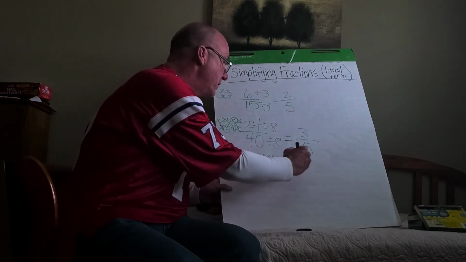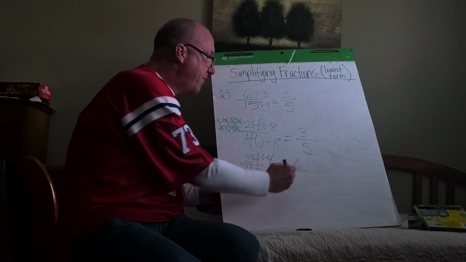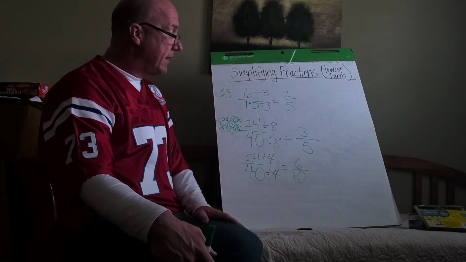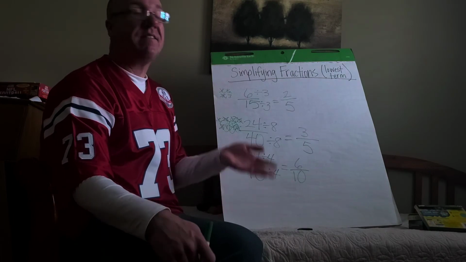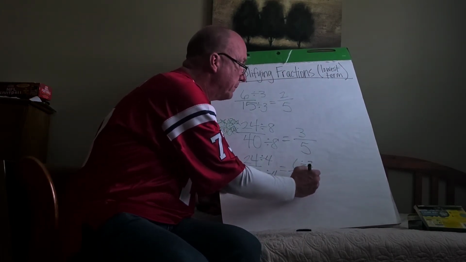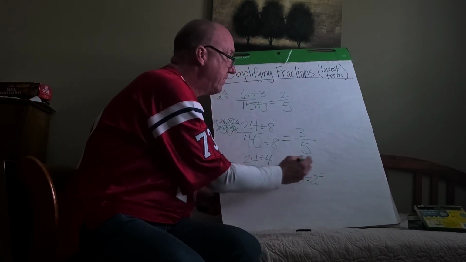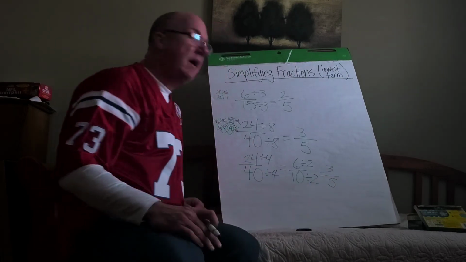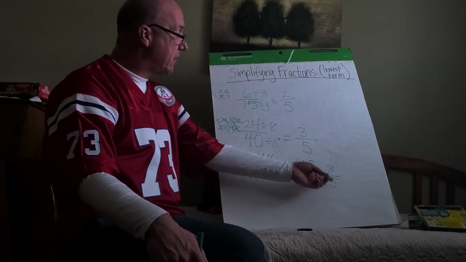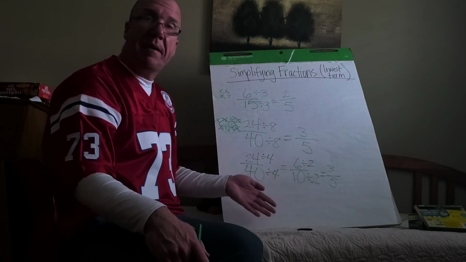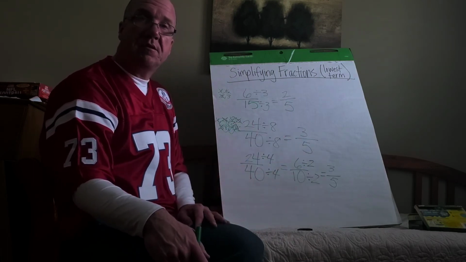24 divided by 4 is 6. 40 divided by 4 is 10. I look at this fraction, I have 6/10. Can that be simplified? Yes. They're still both even numbers, so I know 2 goes into both. 6 divided by 2 is 3. 10 divided by 2 is 5. And I know that's simplified. So if I look up here, they're both 3/5. I got there. I got to the same answer. I just took different steps to do it.